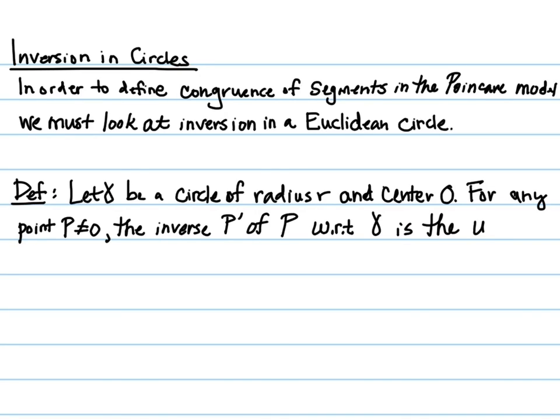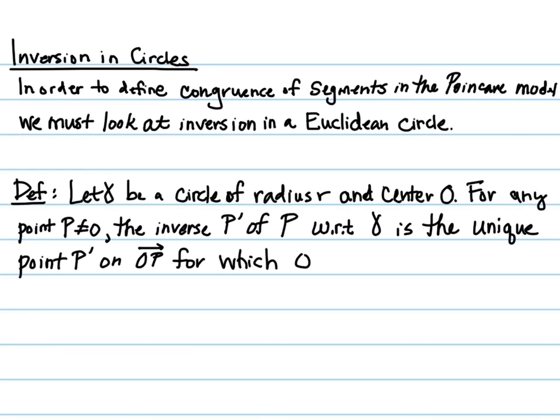is the unique point P prime on ray OP for which OP times OP prime equals r squared.